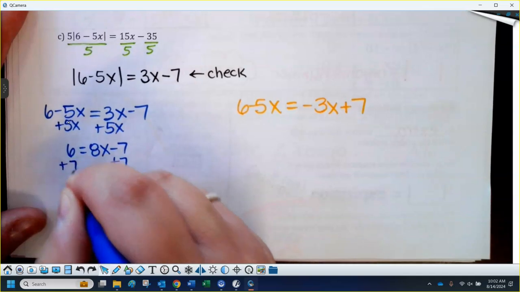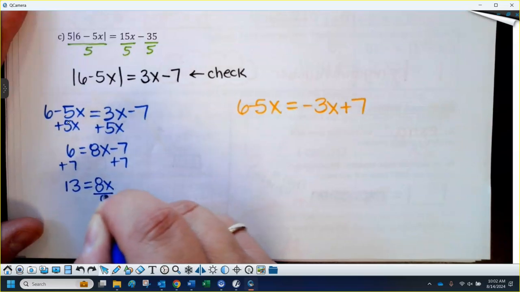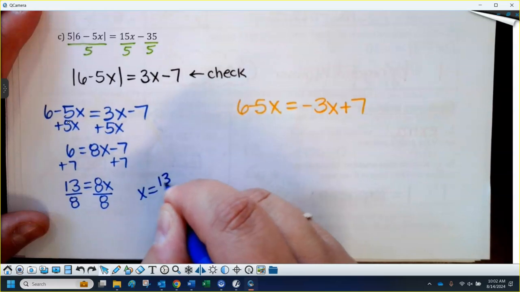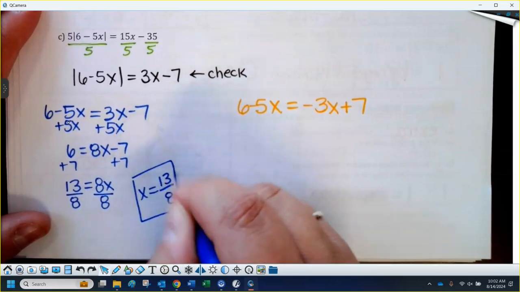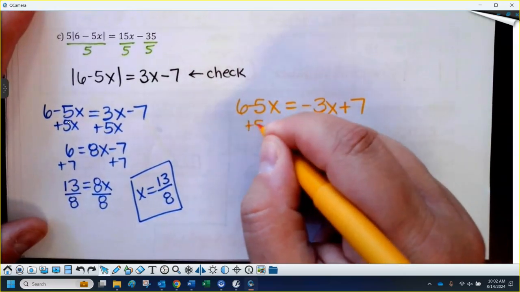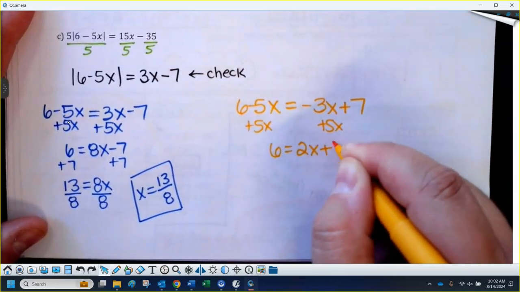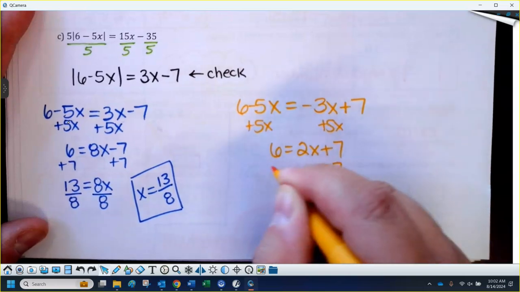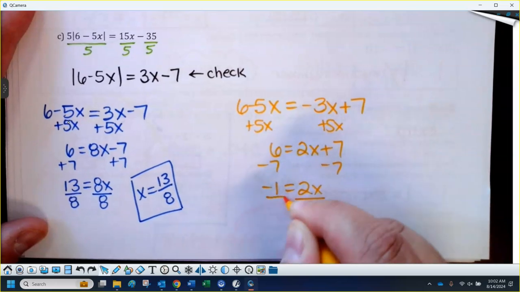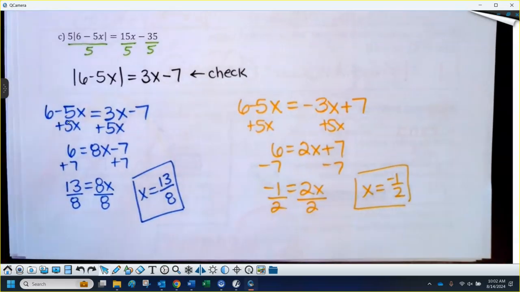I'm going to add 7. And this one's not a nice answer. I'm going to get 13 equals 8x. And we divide by 8. So one of our potential answers here, 13 over 8. For the other equation, again, I like to keep my variable positive if I can. I'm going to add 5x again. This is going to give me 6 equals 2x plus 7. I'm going to subtract the 7. So we'll get negative 1 is equal to 2x. Divide by 2. And so our other potential answer there is negative 1/2.